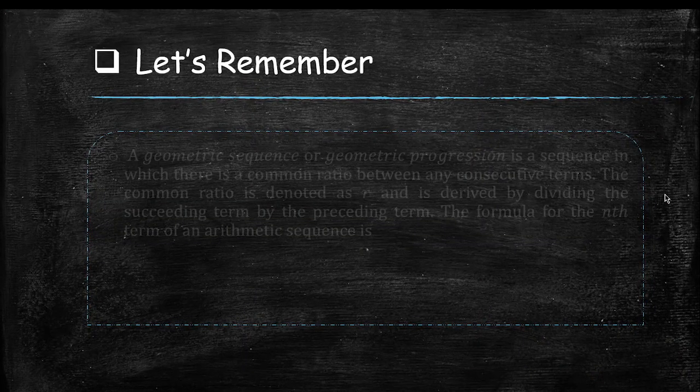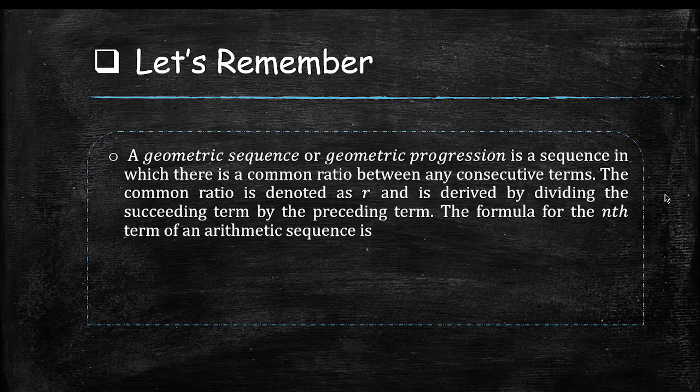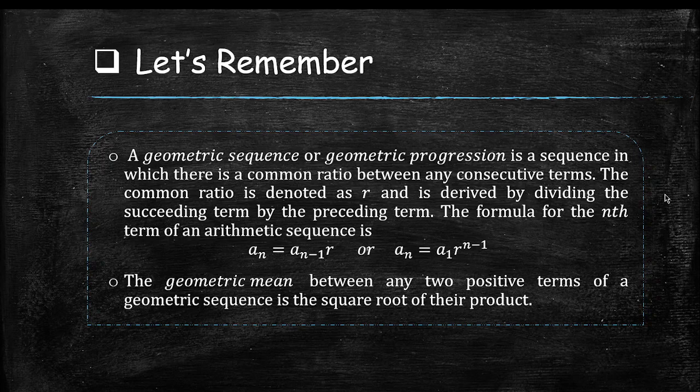Okay, let's remember. A geometric sequence or geometric progression is a sequence in which there is a common ratio between any consecutive terms. The common ratio is denoted as a small letter r and is derived by dividing the succeeding term by the preceding term. The formula for the nth term of a geometric sequence is a sub n is equals to a sub n minus 1 times the common ratio, or a sub n is equals to a sub 1 times r raised to n minus 1.